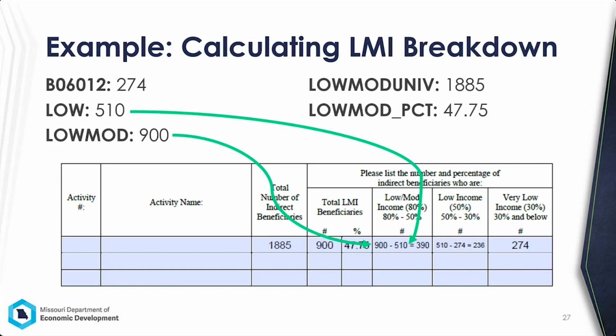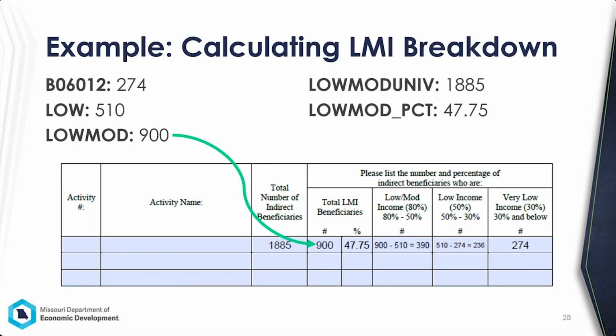We determine the low mod number for Form 2 in a similar fashion. From the HUD LMI data, we take the number of low mod income persons and subtract the number of low-income persons. So we have 900 minus 510, giving us 390 moderate income beneficiaries. The total LMI beneficiaries comes directly from the HUD LMI data. Remember that the low mod number on the HUD data includes all LMI beneficiaries. The LMI percentage also comes directly from the HUD LMI data. And the total number of beneficiaries comes directly from the HUD LMI data.